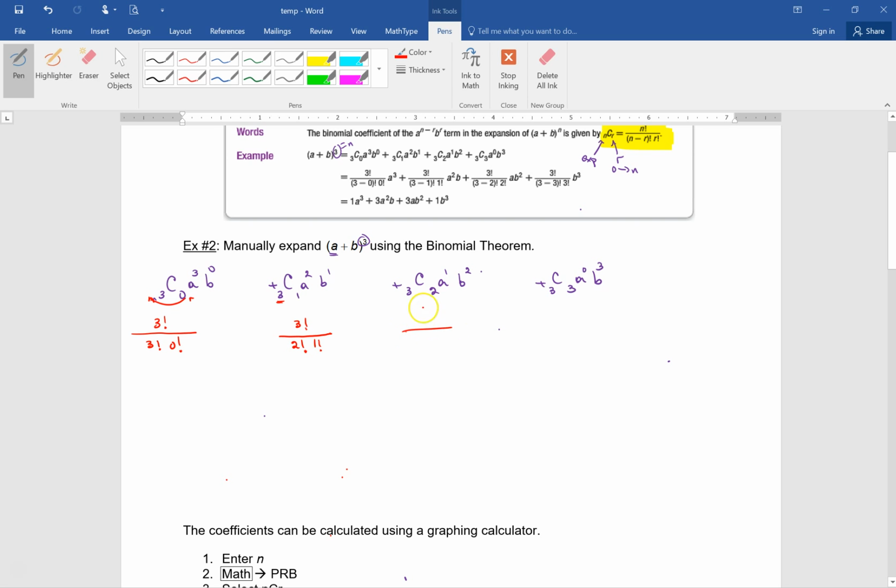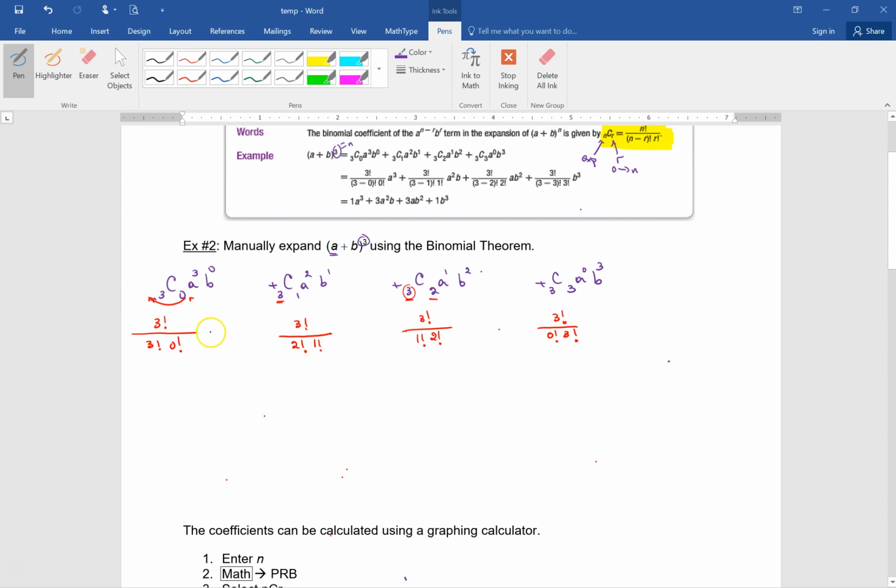Okay, so let's do this one. On top, you always have this number factorial. Now you subtract 3 minus 2 and you get 1 factorial, and then you put in the second number. Let's do this one. What do we have on top? 3 factorial. What do you have on the bottom? 0 factorial, and then 3 factorial. So it's always this minus this, and then the second number. Now we're going to put in these.